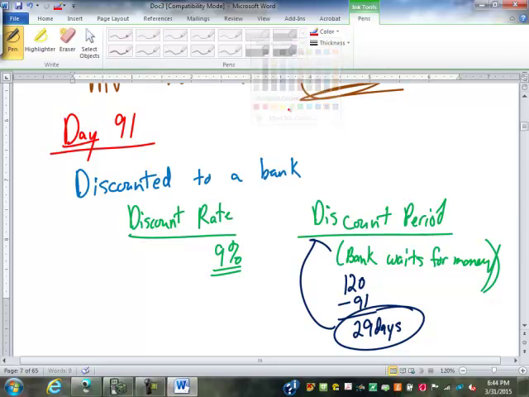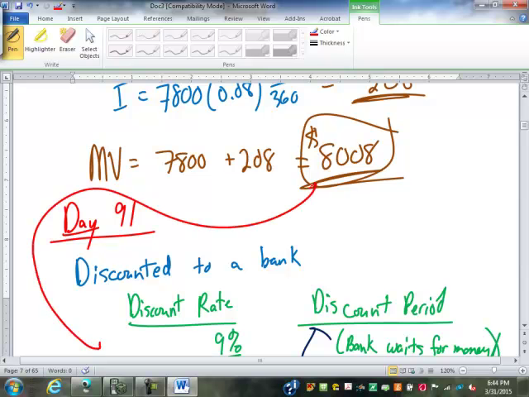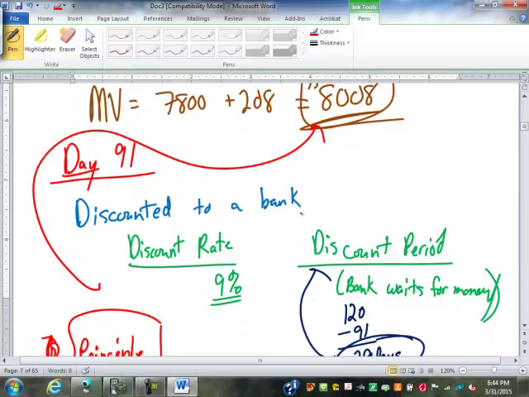The third thing they need is the principal. The principal of the discount is the maturity value of the original note.